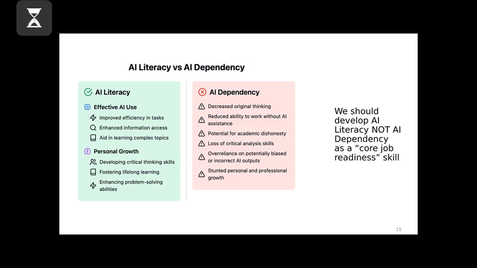However, if you lean towards AI dependency, in the long term, when it's too late, you will notice that your original thinking will decrease. You will have reduced ability to work without AI assistance, and it creates potential for academic dishonesty, right? And you will lose your critical analysis skills. And I think more importantly, you will stunt your own personal and professional growth.